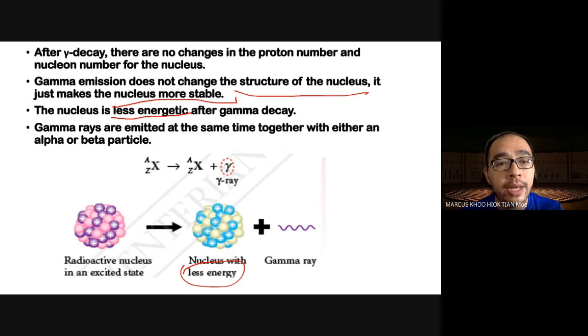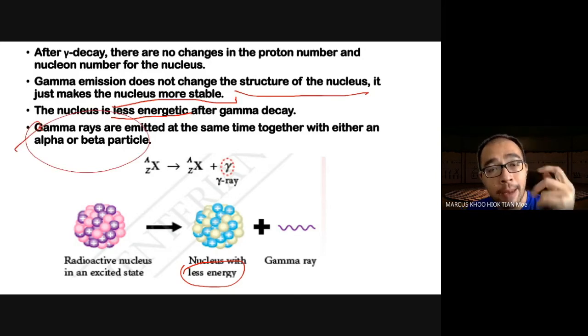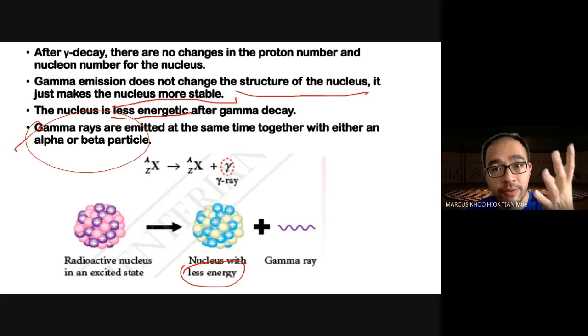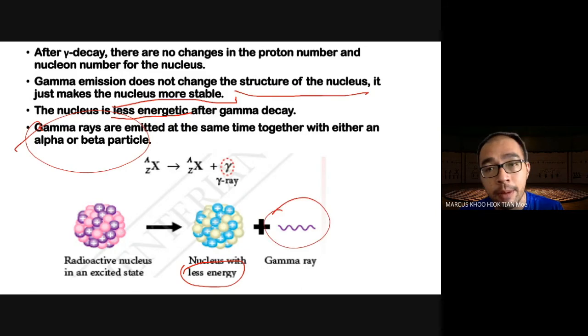So gamma rays are emitted at the same time together with either an alpha or beta particle. Now, this is what I said just now. Generally, alpha and beta particles happen separately, but alpha can sometimes result in alpha plus gamma, or it can be beta plus gamma. We very rarely hear instances where it is alpha plus beta, because again, gamma ray is just energy.